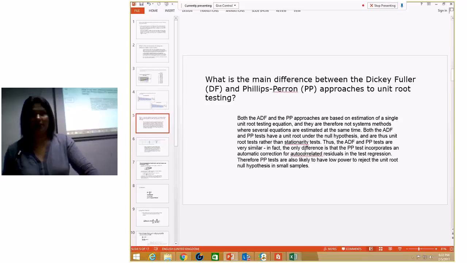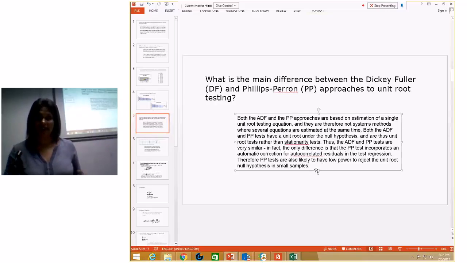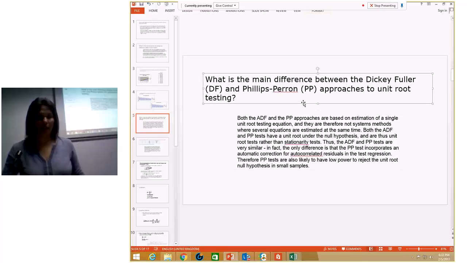These tests are very similar. The only difference is that the PP test incorporates an automatic correction for autocorrelated residuals in the test regression. The PP test likely has lower power to reject the unit root null hypothesis in a small sample. That understanding is important for why we are using both tests. What is the difference between these two tests?